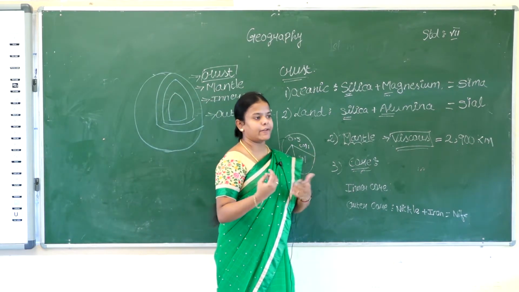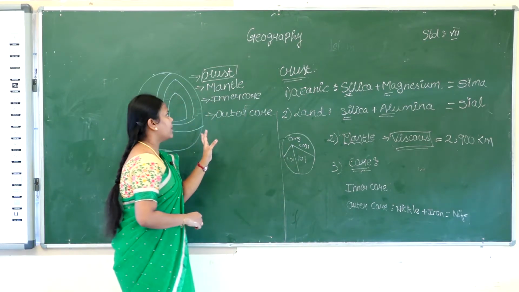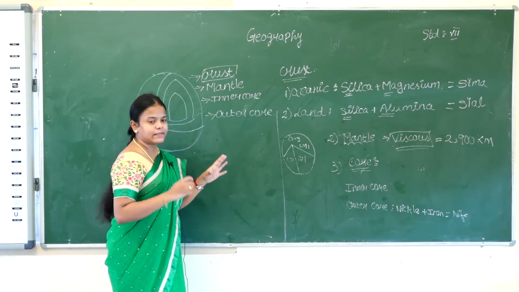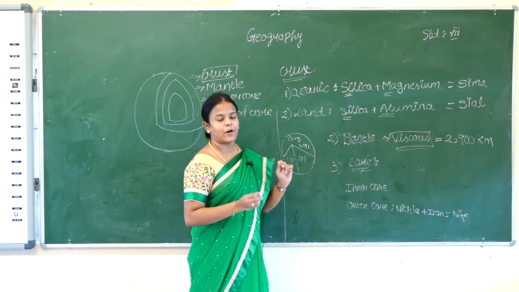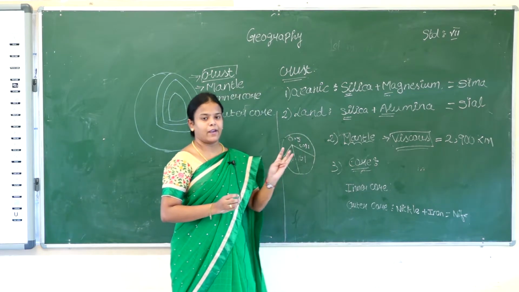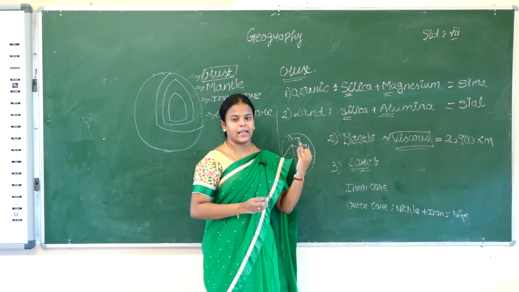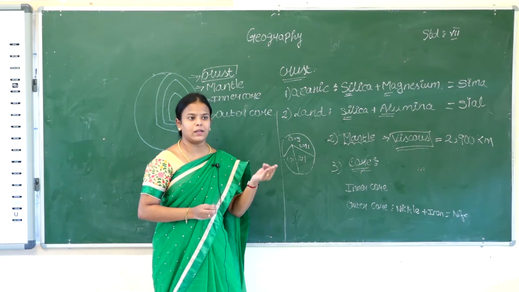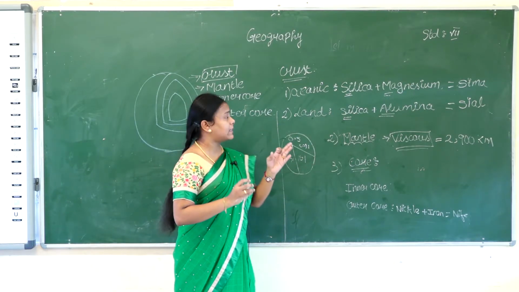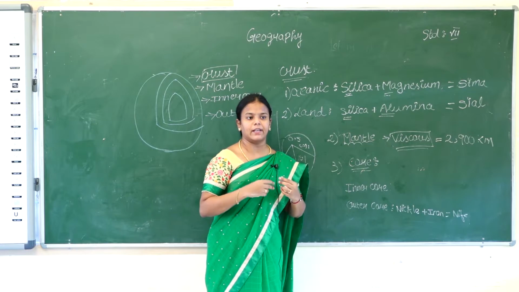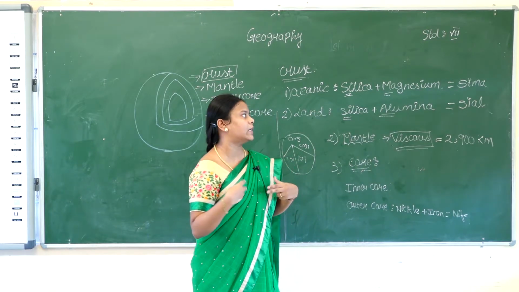Now can we have a recap? First, what are the 4 types of layers found in the Earth? The first one is the crust, the second one is the mantle, and the third is the core, which is divided into two categories: the inner core and the outer core.